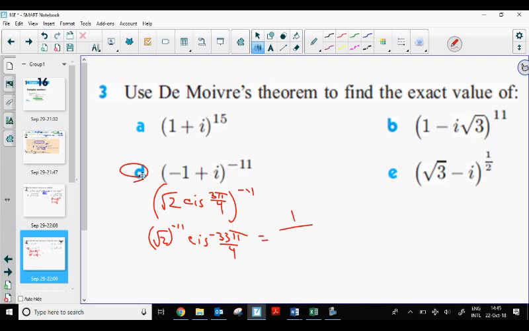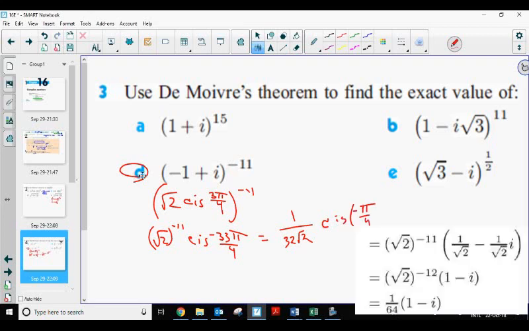1 over 32 root 2 and then cis of negative 33 pi over 4. Just kind of imagine where that is on your unit circle. We know that negative 32 pi over 4 is going to be back where we started from. So then it's just minus another pi over 4.